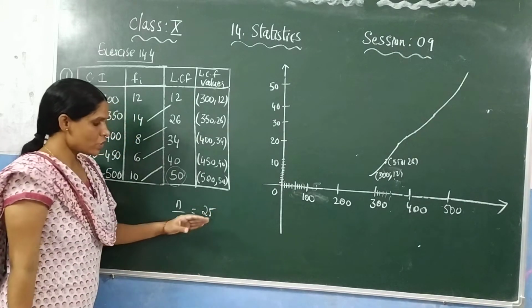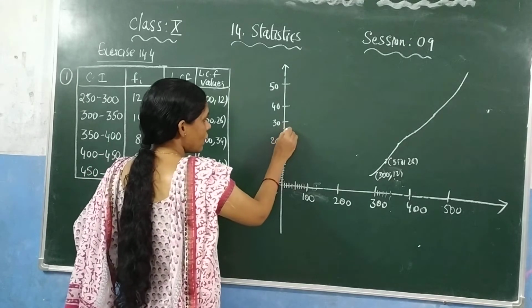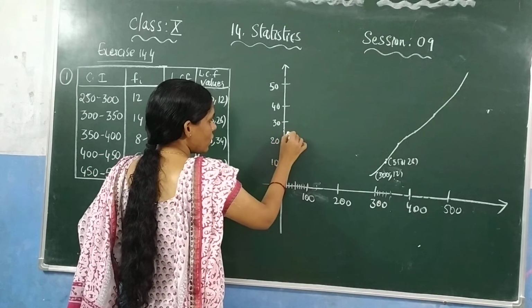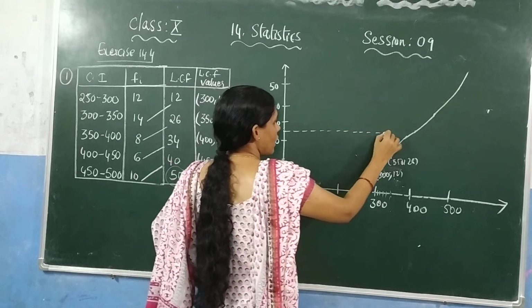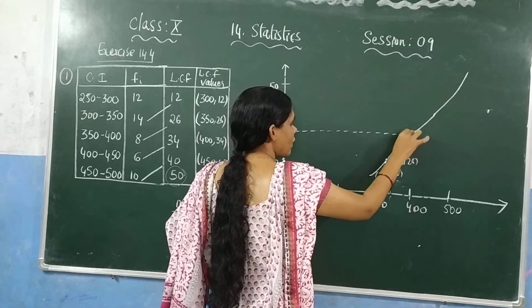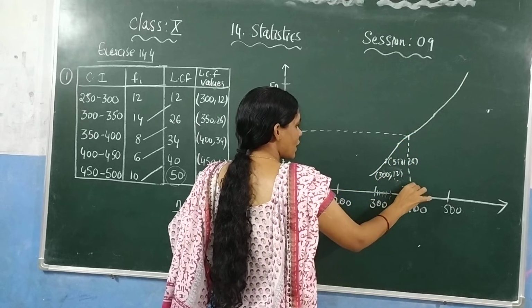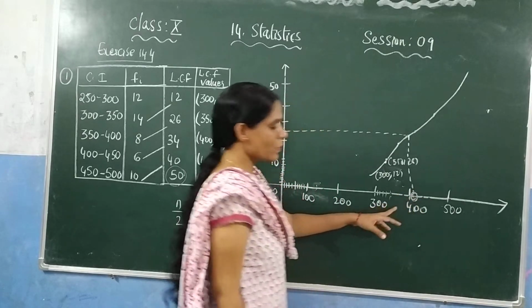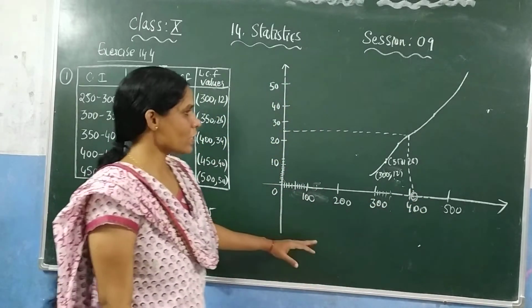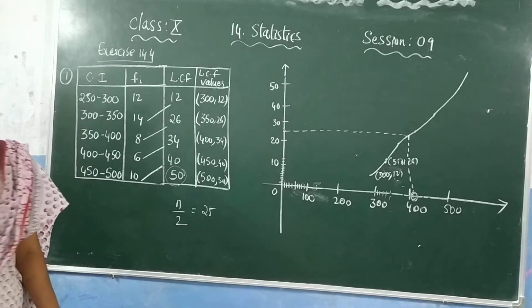Now you need to check 25 on the y axis. Where is 25? Somewhere here. And at this 25 you need to draw a line parallel to the x axis. And where it touches the graph, at that point you need to draw a line parallel to the y axis. And where it intersects the x axis, that will be the value of the median. Like this you can calculate the median by using the graph. Now see the next problem.